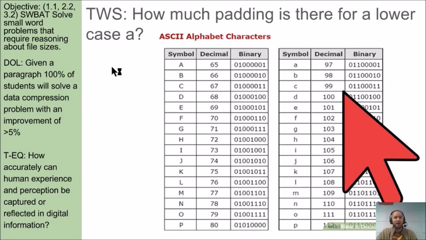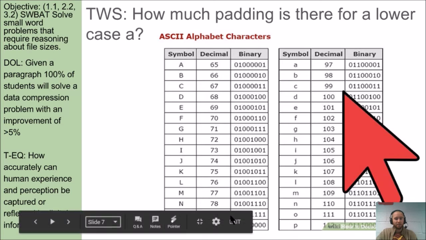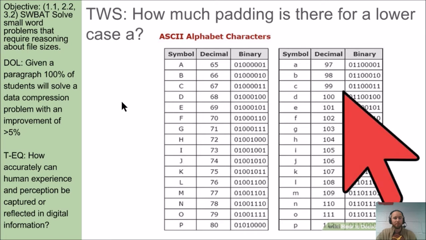How much padding is there for a lowercase a? Right here, it's actually the same amount of padding as the uppercase A. So you'll notice a pattern right here. There is a single 0 in the beginning of every ASCII number. Why do you think that is?